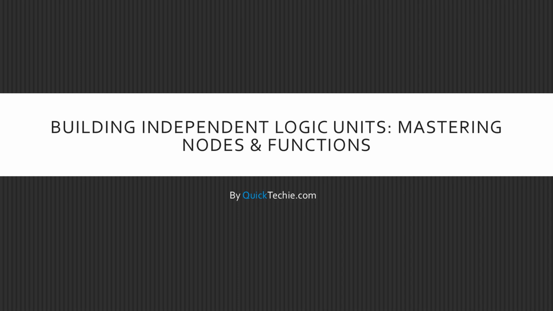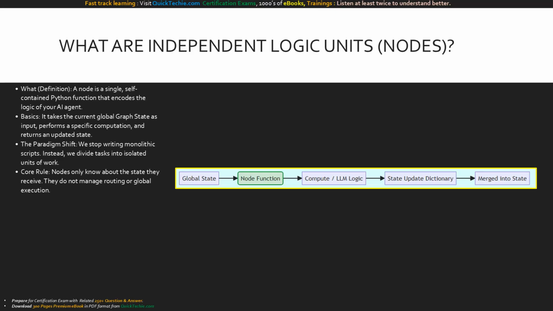Today we are tackling the core building blocks of reliable AI applications, building independent logic units within LangGraph. We will shift from tangled scripts to robust, modular agent design. Let's get started. Let us kick things off by defining our fundamental building block, the node.